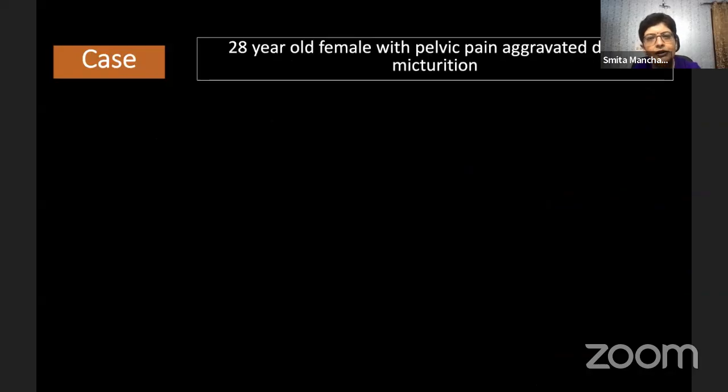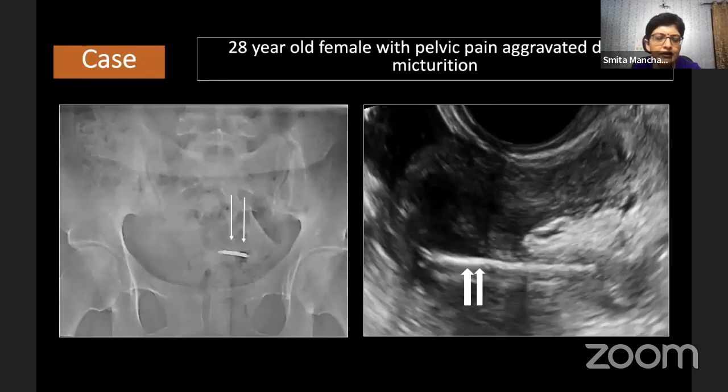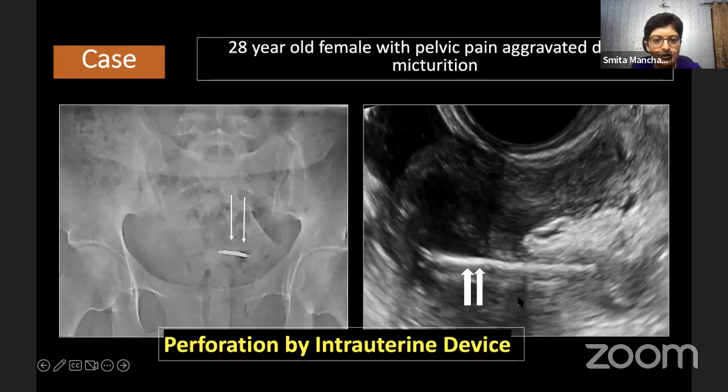Now another lady, 28 years old, with pelvic pain aggravated during micturition. Here we can see that there is a slight lateral deviation of the intrauterine contraceptive device, and this is the TVS image where we can see that it is perforating out through the myometrial margin. So this was a perforation by an intrauterine device.